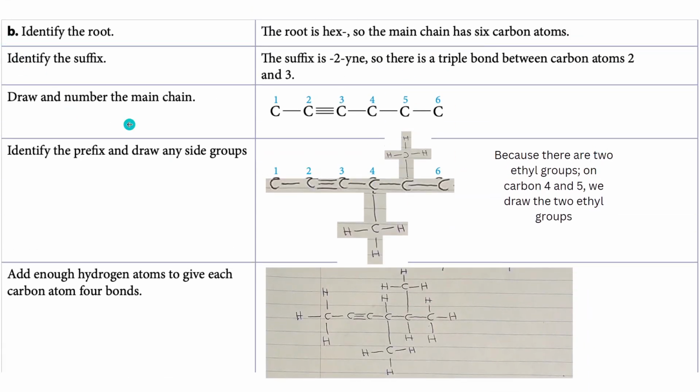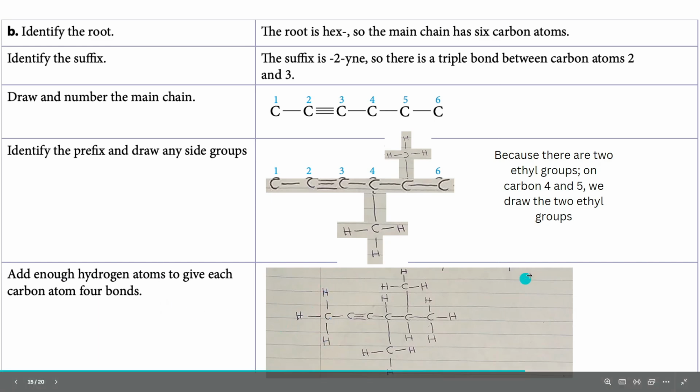First of all, like I said, we identify the suffix and then you draw and number the main chain. And after you do that, you identify the prefix and draw any side groups. And third, add enough hydrogen atoms to give each carbon 4 bonds, because it needs 4 bonds.